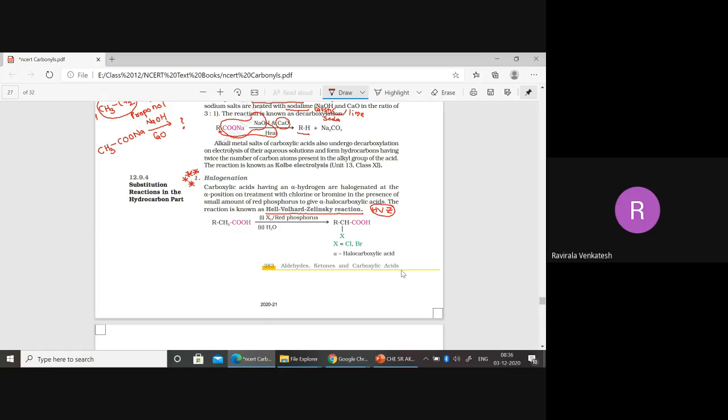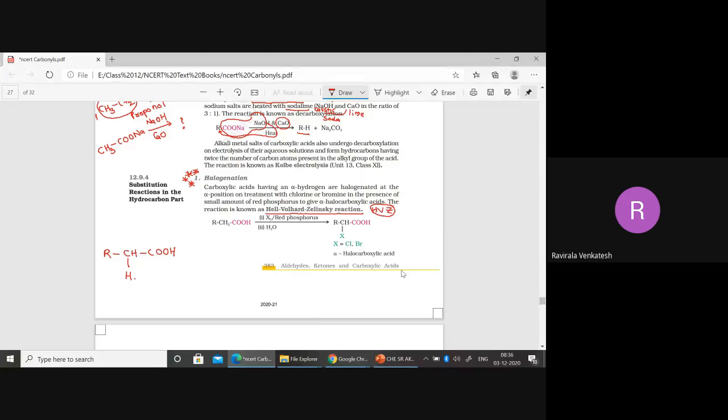Now let me see how it is. Write it in your notebook, all of you, beta, like this. R CH COOH. Is it visible or not? Visible, sir.